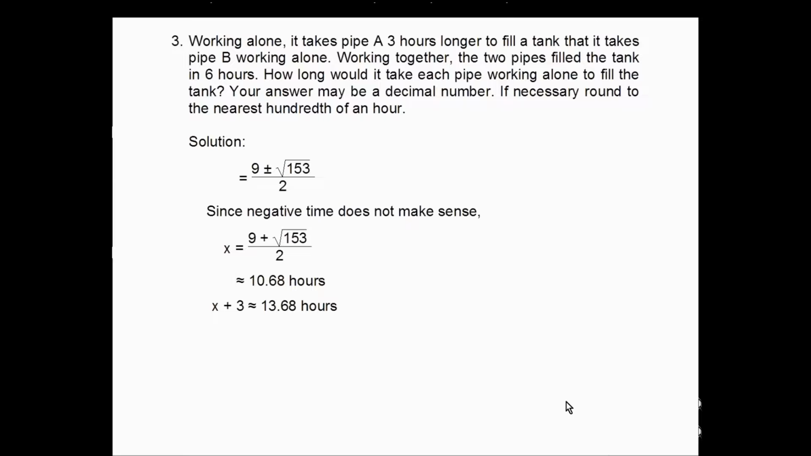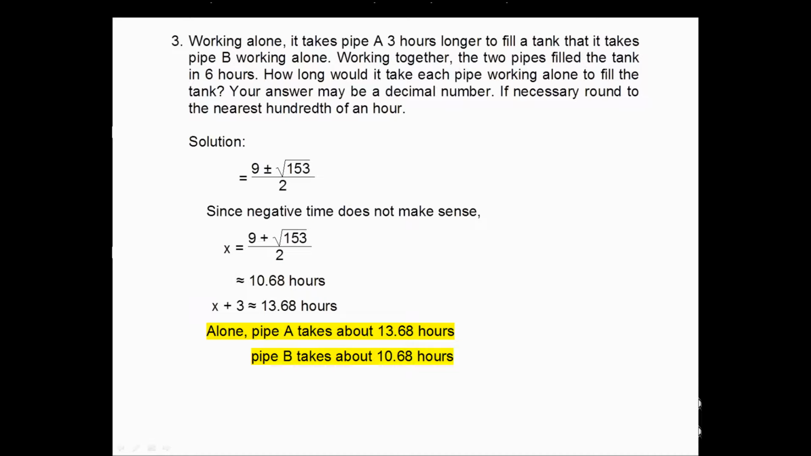Pipe A is 3 hours longer. X plus 3 is 13.68. Okay, now if you were asked for the exact time, this would be it. That would be the exact time. 9 plus the square root of 153 all over 2. So pipe A alone takes about 13.68 hours. Pipe B alone takes about 10.68 hours.